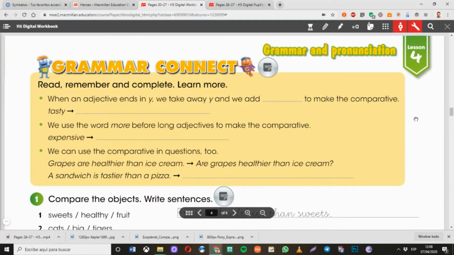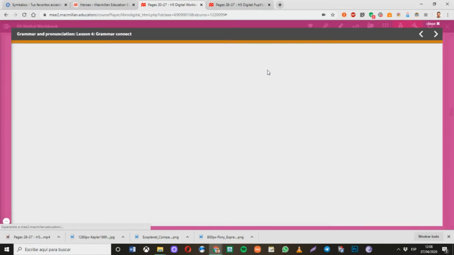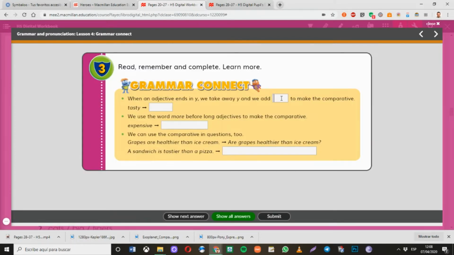First of all, we are going to complete this review of Grammar Connect. If you remember, we have a chart and some sentences. This is a review of this part of the pupil's book. We are going to click here and complete all these sentences with the correct answers. Try to complete all these parts in your workbook before me. When I put the answers, this is like a correction, so try to work on your own.